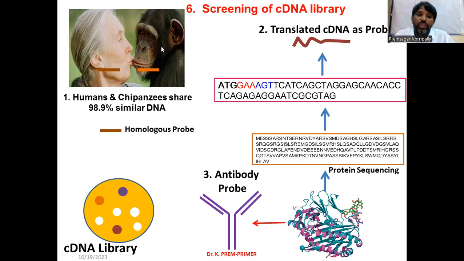So you can use homologous probes to screen the cDNA library, or antibodies to screen the cDNA libraries, or you can use the translated cDNA as a probe to screen the cDNA library. See? So this is identified, and this is a positive clone, and this is a positive clone. Like this, you can screen the cDNA library.